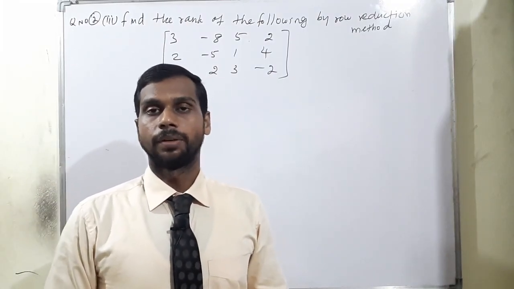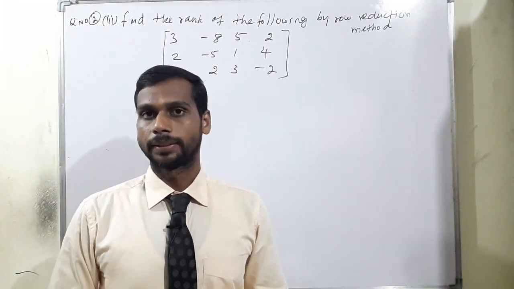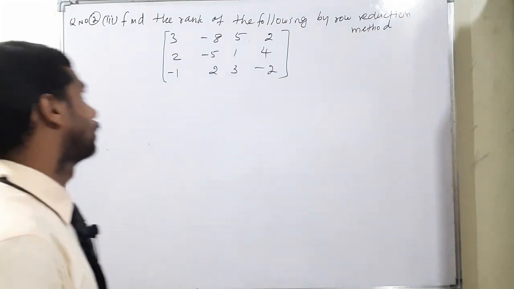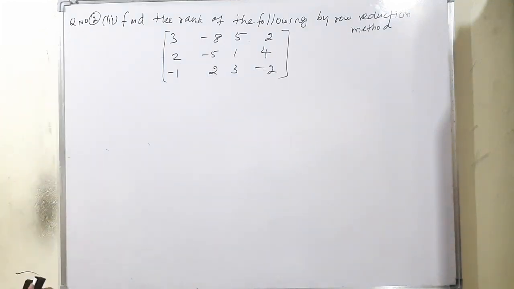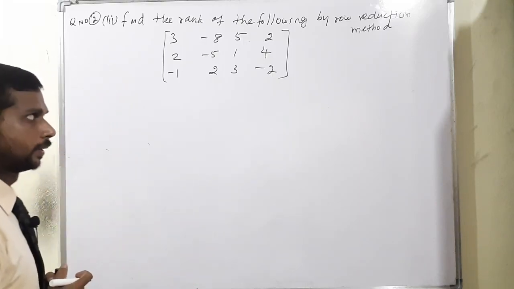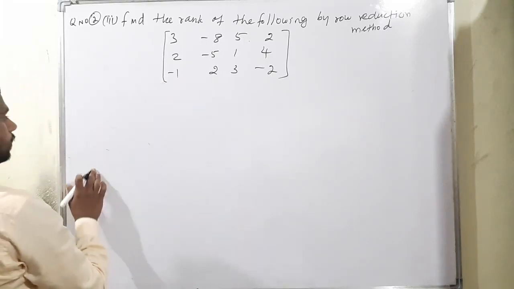In this conversation, we are going to continue the exercise from 1.2. Now I am moving to question number 2, subdivision third. We have to find the rank of the following by the row echelon form concept. The given condition is there.